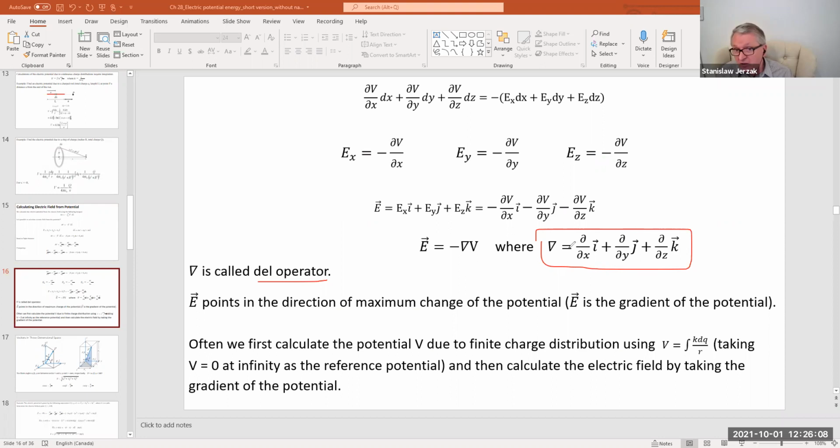The del operator is this operator, and I will show you how to use it in the lecture on Wednesday. But for now, I just derived it. So the electric field can be calculated as the gradient, because it is the del of that scalar quantity. Remember, V is a scalar quantity, not a vector quantity. So this is called the gradient. The electric field is the negative gradient of the electric potential V, where of course V depends on x, y, and z in general. It is a function of these three variables.